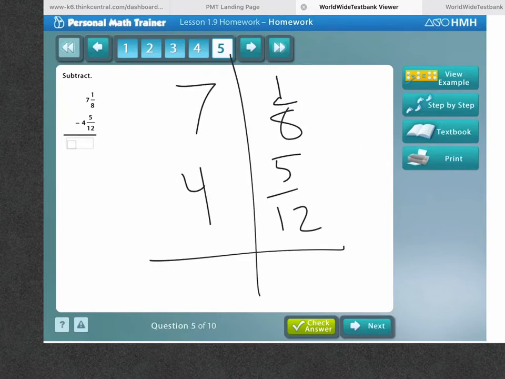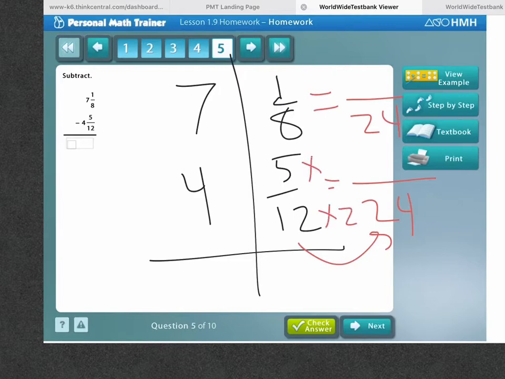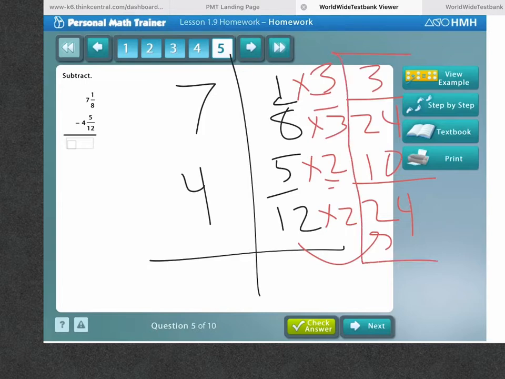Trying to find a common denominator between 8 and 12, I'm going to go ahead and do the multiples of 8. 8 times 1, 8 times 2, 16, 8 times 3 is 24. I'm going to stop there because I know that 12 times 1 is 12, and 12 times 2 is 24. So I'm going to use a common denominator of 24. All right, it's double rainbow time. 12 times what is 24? Times 2, so what you do to the bottom, you do to the top. 5 times 2 is 10. 8 times 3 is 24, so what you do to the bottom, you do to the top. 1 times 3 is 3, so you end up with 3 24ths and 10 24ths.